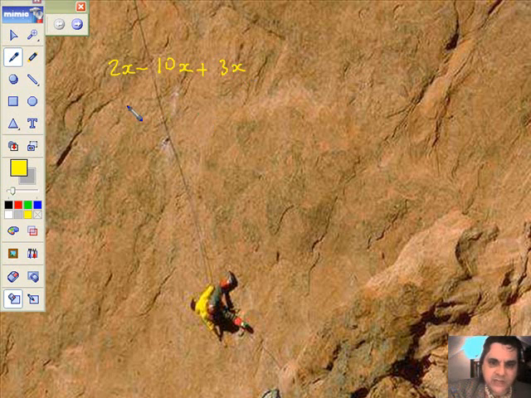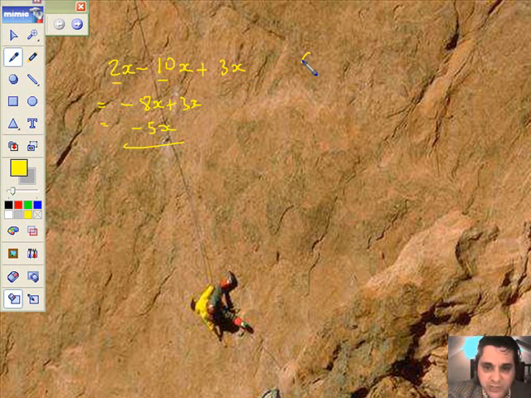Well, let's do it this way, shall we? 2 take away 10 is minus 8, so we've got minus 8x so far. Don't forget to add the 3x later on. So I'm just showing you all the steps here. Minus 8 plus 3 is minus 5, and therefore minus 5x is done.